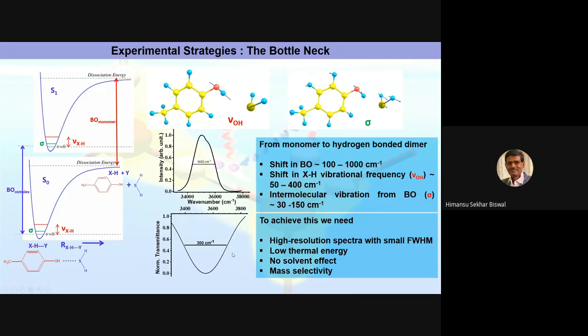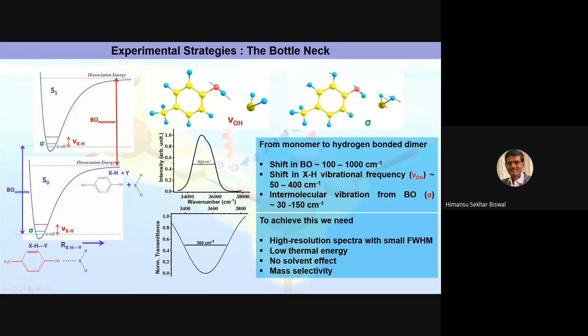For that, I have to take an alternative method, high resolution spectroscopy with very small full width at half maximum and low thermal energy. The thermal energy should be small so that I have a sufficient number of dimers, which will not break because of thermal energy. There should be no solvent effect. If there is solvent, there will be collisions and you will not have a dimer. They will break, and you will have an ensemble average. Whatever property you observe will be an average property.